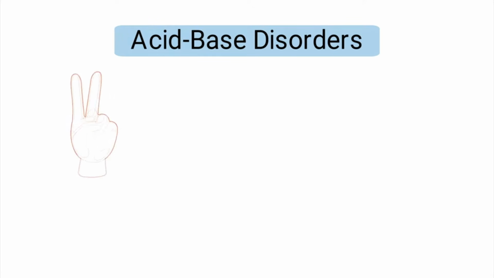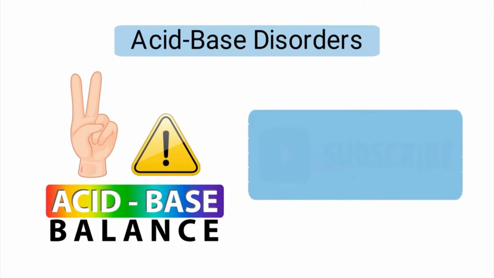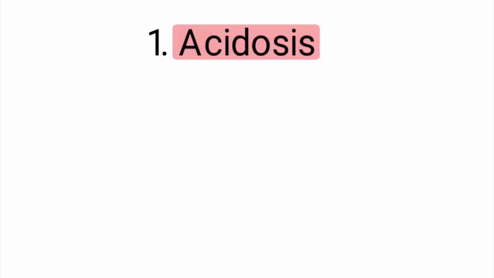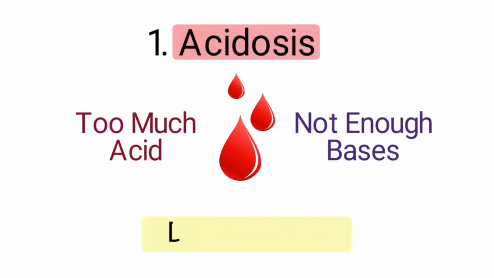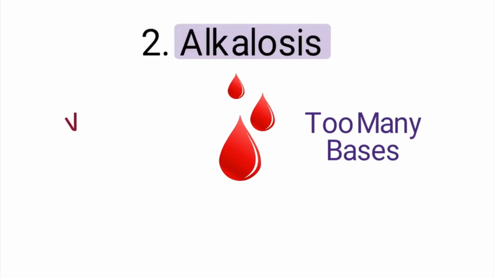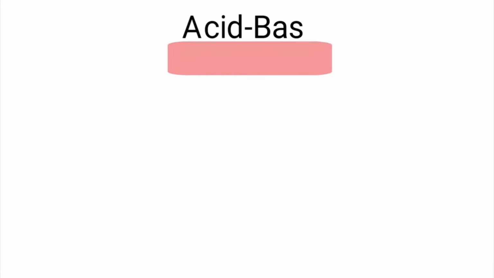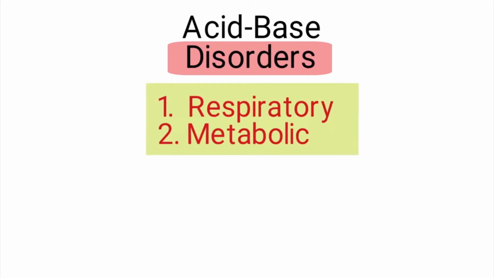There are two types of abnormalities when it comes to maintaining acid-base balance: acidosis and alkalosis. Acidosis means that the blood has either too much acid or not enough bases, which results in a decreased pH. Alkalosis means that the blood has too many bases or not enough acids, which results in an increased pH. The two types of acid-base disorders include respiratory and metabolic.